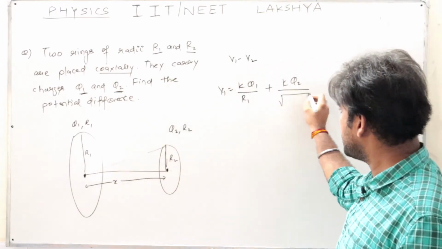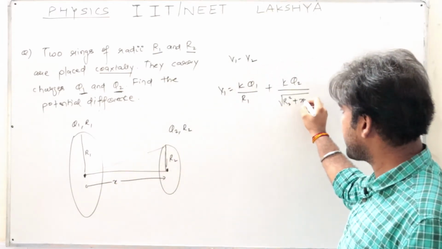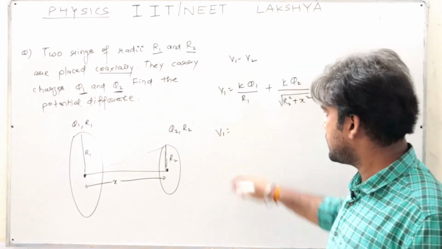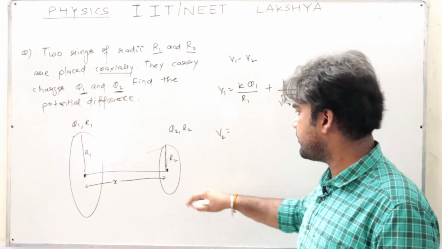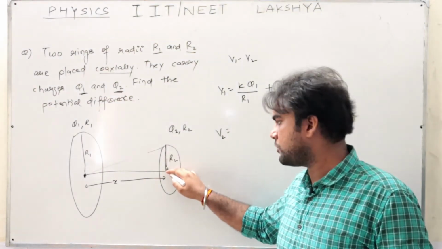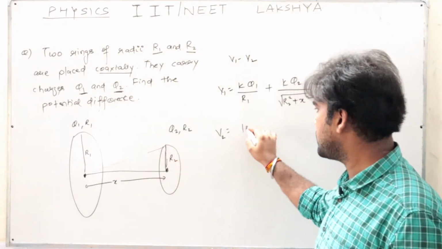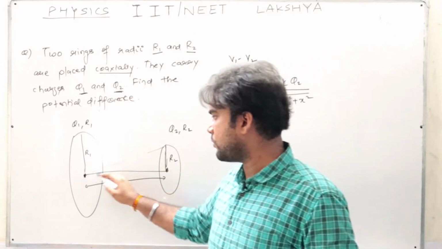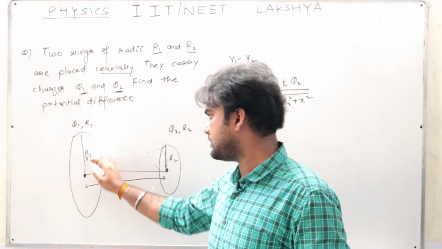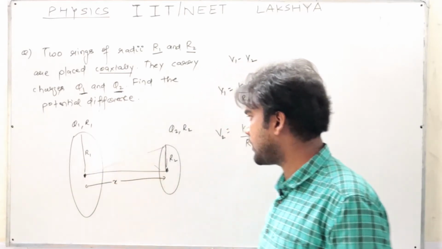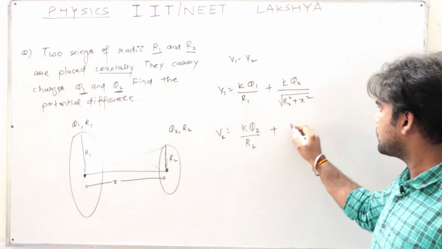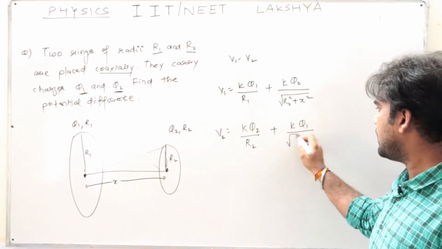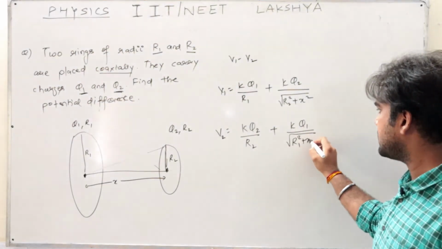So that becomes under root R2 square plus x square. What about V1? Sorry, this is V1, V2. Potential at this point. So this point is behaving as center of ring 2. So it will become K Q2 by R2 plus axis for ring 1. This distance, this is R1, this is x, so this becomes under root R1 square plus x square. So K Q1 upon under root R1 square plus x square.